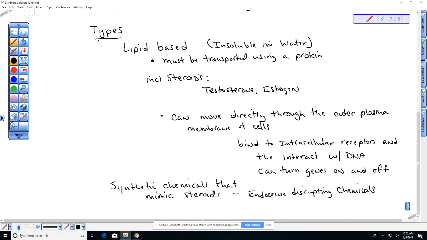And one really common one that you might have heard of is BPA. That's bisphenol A. Does anybody remember or know where BPA comes from? Plastics, right? So this leaches from plastics.